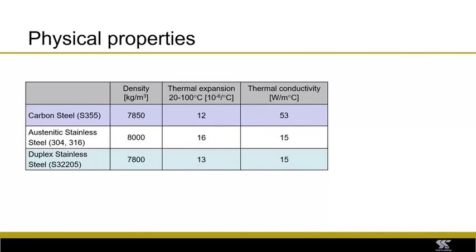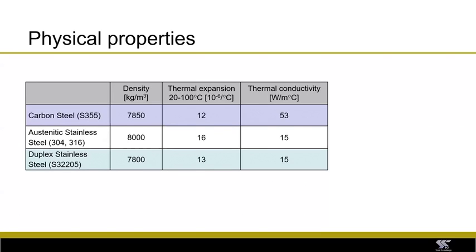Let's think about physical properties now. And here I've compared the thermal expansion and the thermal conductivity. The density is more or less the same, as you can see. Expansion then. The austenitics have about a 30% higher expansion than carbon steel. So when you use carbon steel with austenitic stainless steel, you should take into account the differential thermal expansion in design.